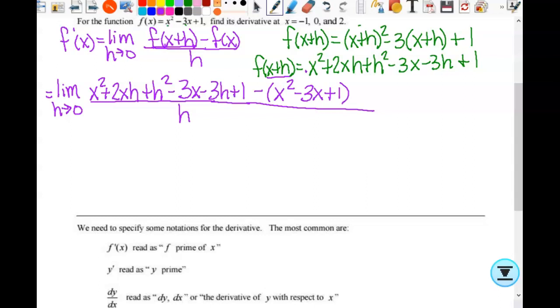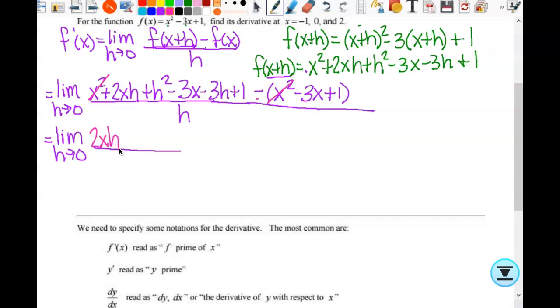Okay, so then that's going to equal the limit as h approaches 0 of, all right, so I'm going to look at this and I've got x squared minus x squared. Those zero out, right? So then I have 2xh. There's nothing I'm subtracting. There's not an xh there, so I just have 2xh here.